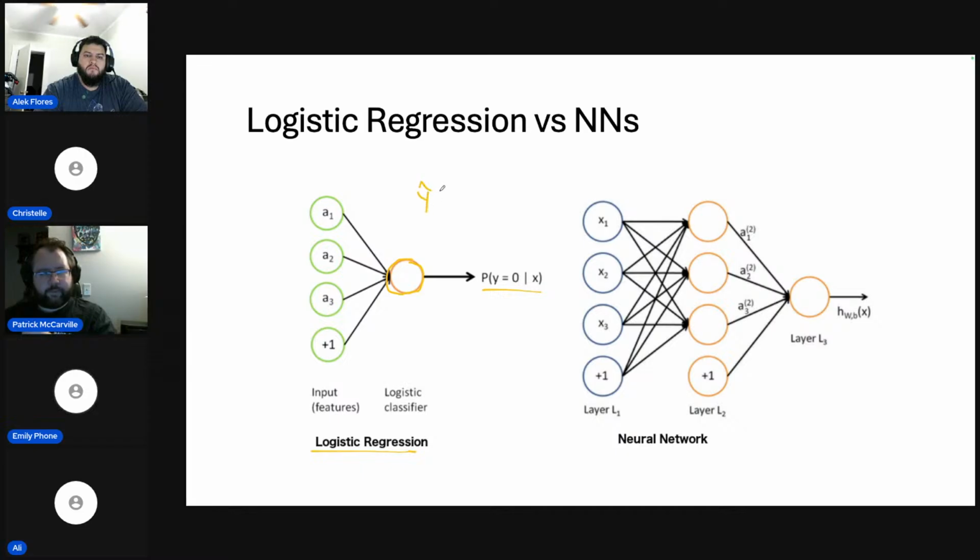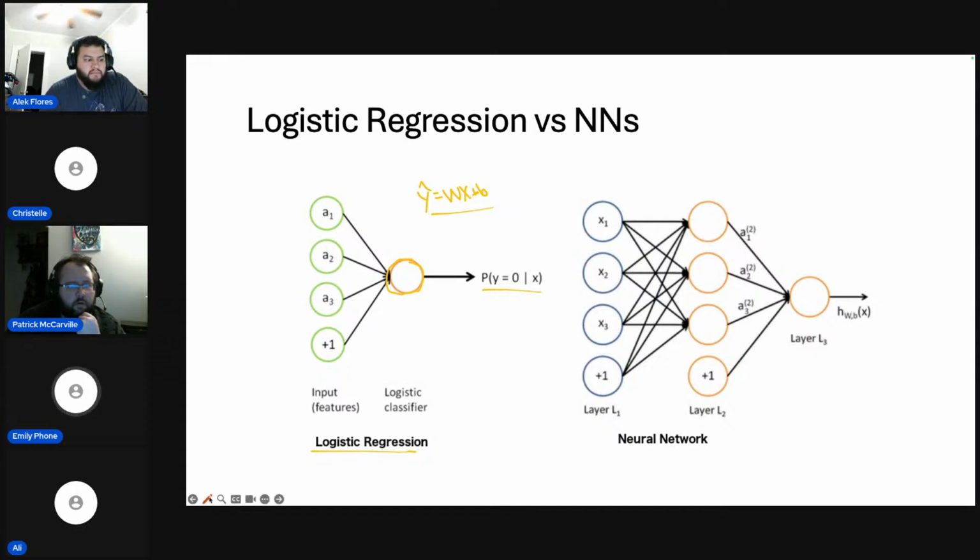y hat equals wx plus b, which is weights times our x input features plus our bias, weights and biases here. And that's the same as a logistic regression. The difference with a neural network, there's quite a few things we can do, but at the simplest level, the biggest difference is we just have a lot of these.